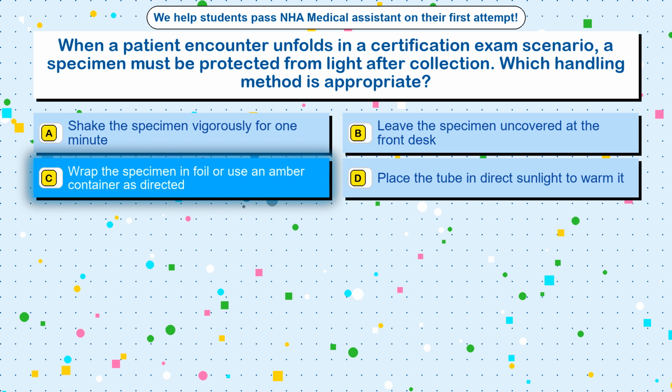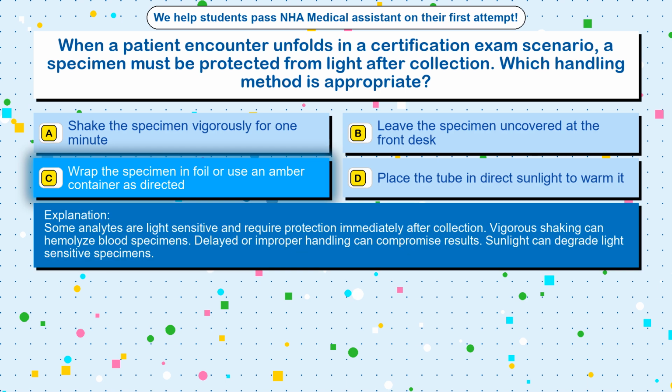Wrap the specimen in foil or use an amber container as directed. Some analytes are light sensitive and require protection immediately after collection. Vigorous shaking can hemolyze blood specimens. Delayed or improper handling can compromise results. Sunlight can degrade light-sensitive specimens.